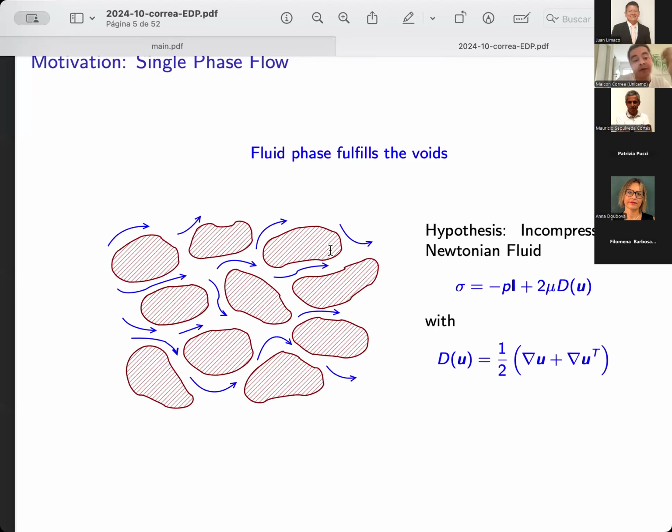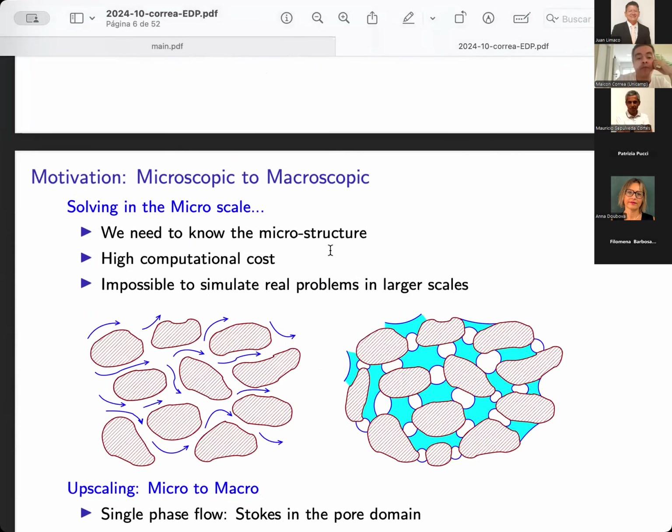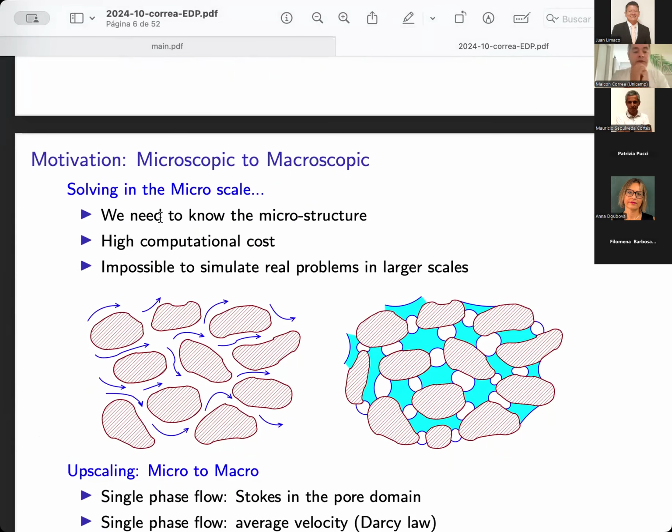Okay, is this a good approach? Yeah, we call it the micro scale. If you try to solve in this micro scale, we have a huge problem. We need to know the microstructure. We need to know the geometry of the grains of the porous medium, everything. And it's really hard to know that. And if you try to solve, for example, a problem in a reservoir, petroleum reservoir, or groundwater flow in huge dimensions, talking about meters, kilometers, it's impossible to do that.